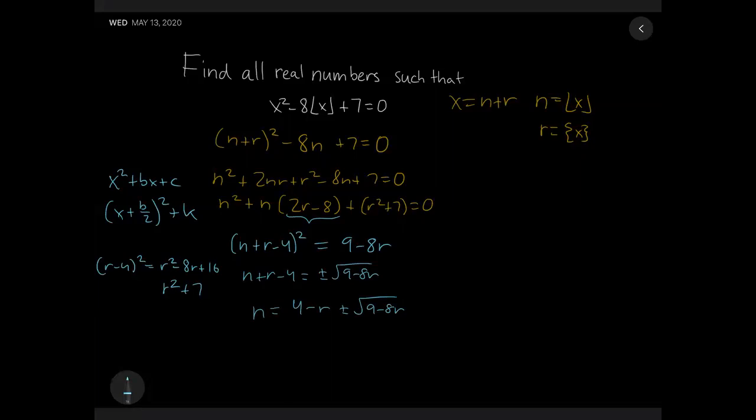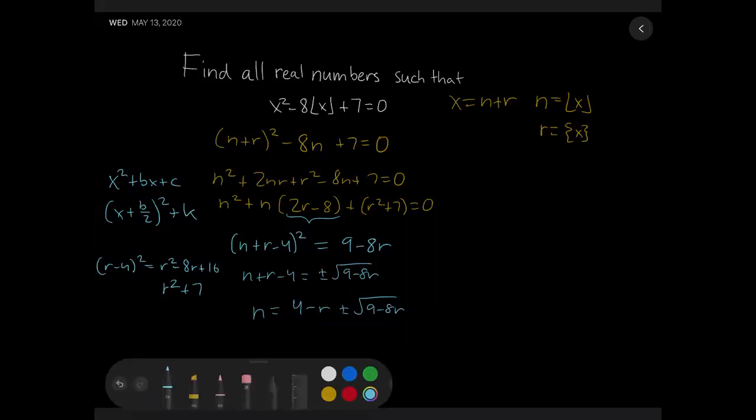Why do we do that? Because we know n is an integer, which means that negative r plus or minus the square root of 9 minus 8r has to be an integer. What else do we know about r? Well, we know that r is a fractional part of a number, right? And what else do we know about that?